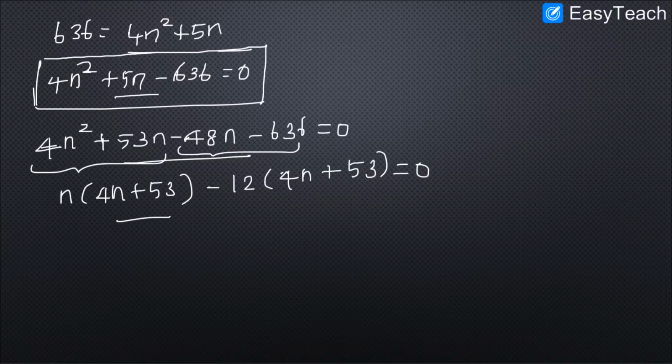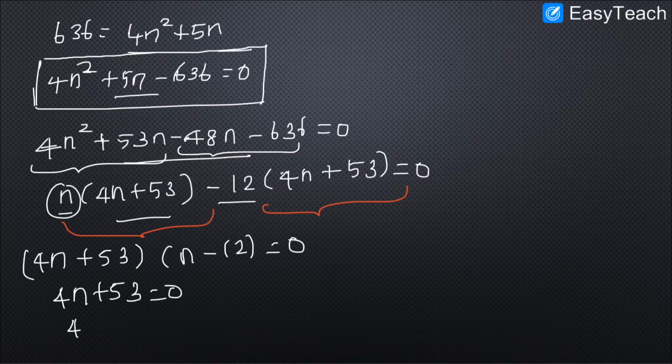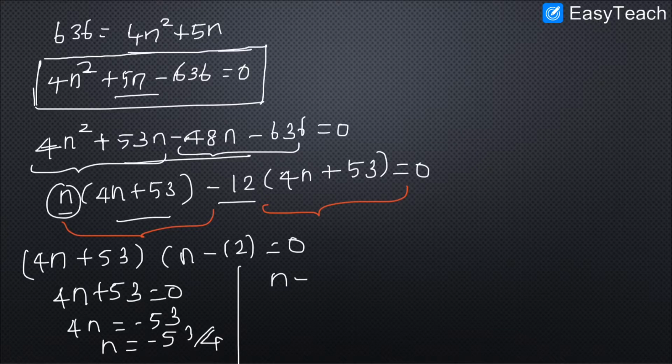After these two terms, 4n plus 53 is common in both terms. So I take that out: 4n plus 53, and the remaining is n minus 12. Let us equate both factors to 0. So 4n equals minus 53, n equals minus 53 by 4, and n minus 12 equals 0, so n equals 12.